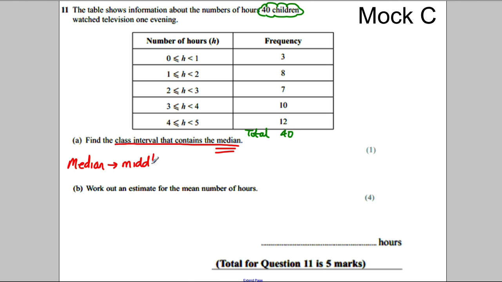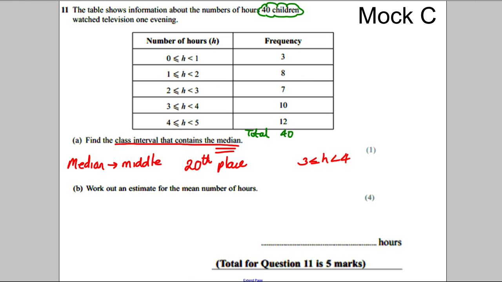Now, we've got 40 children, so the middle happens in the 20th place, and we've got to see which of these it lands in. 3 are here. If you add the 3 and 8, you're at 11. If you add the 11 and the 7, you're at 18. And if you add the 18 and the 10, you're at 28. Now, the 20th person must happen here because 18 children have happened up to here. So we write it must be in this one here, 3 less than or equal to t less than 4. We write that.